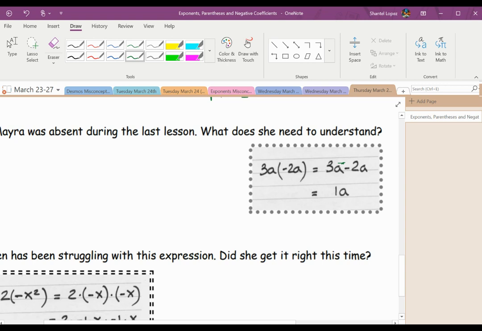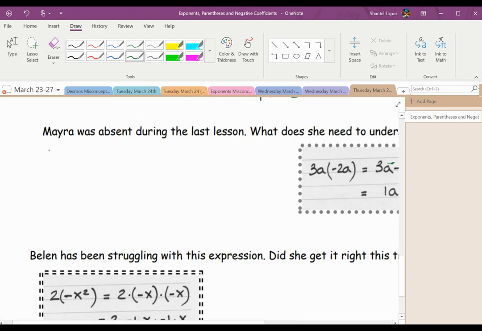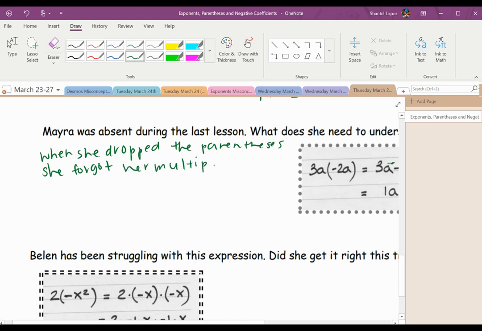So her mistake was when she dropped the parentheses, she forgot her multiplication symbol. Okay, so it should have been something like this instead.